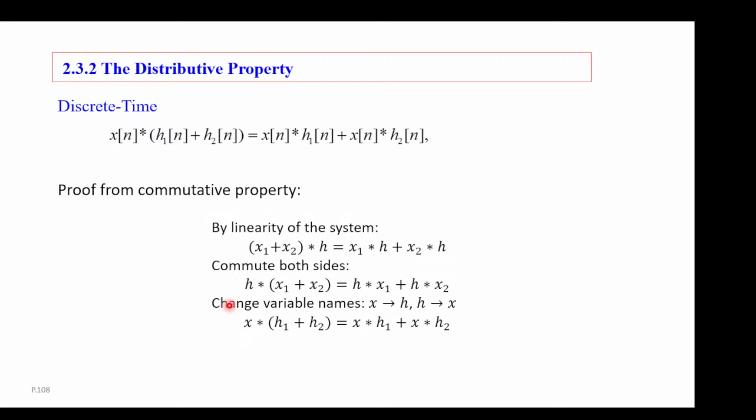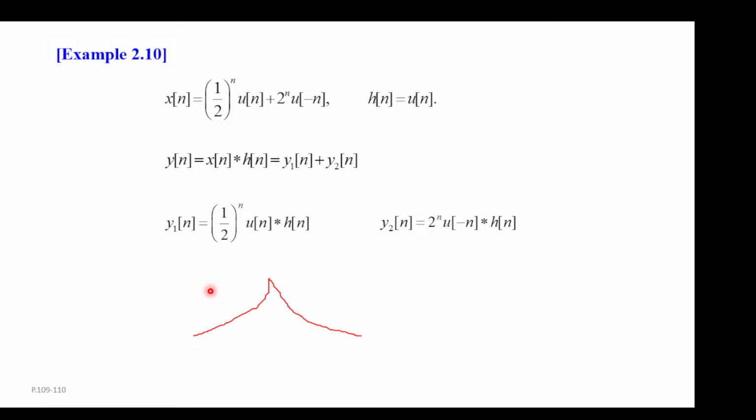Okay, everyone okay? And so the distributive property and the commutative property make calculation of a convolution much easier. So now we can have a more complicated function of x and do convolution with h.